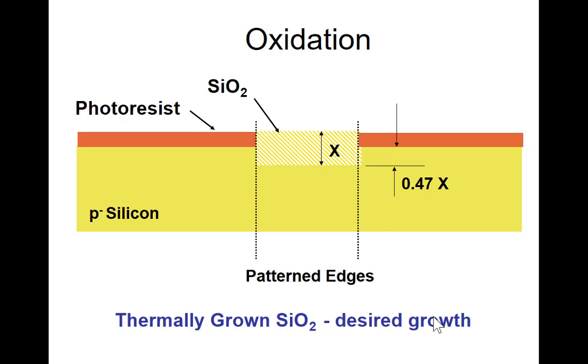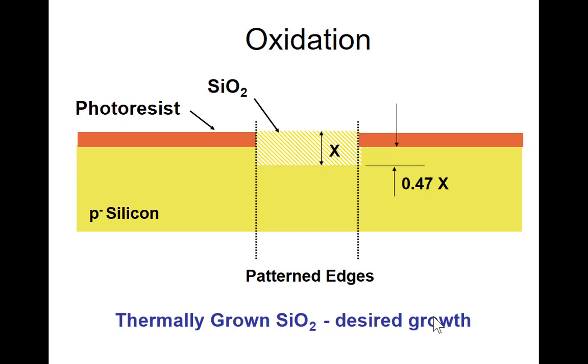So here is an example. If you want to grow some oxide here, originally the silicon surface height is here, and then there is a photo mask, and this part of the silicon is exposed to oxygen. After you let it grow for a certain amount of time, the silicon dioxide will grow down, and it will also grow upwards.